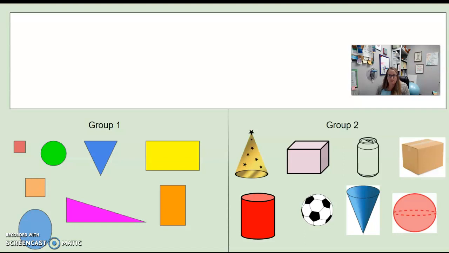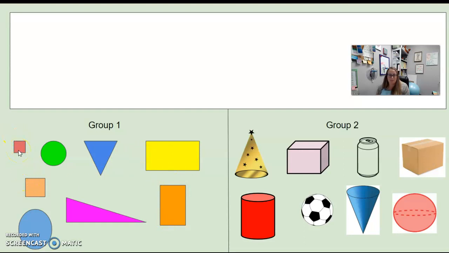Okay, come back to me in 3, 2, 1. Somebody tell me, why are all of these shapes together and why are all of these shapes together? How are all of these shapes the same? Ooh, okay, I heard somebody say that this is a triangle and this is a triangle, and you're right, they are. That's a pretty good clue. And somebody said this is a rectangle and this is a rectangle. I agree. And this is a square and this is a square.